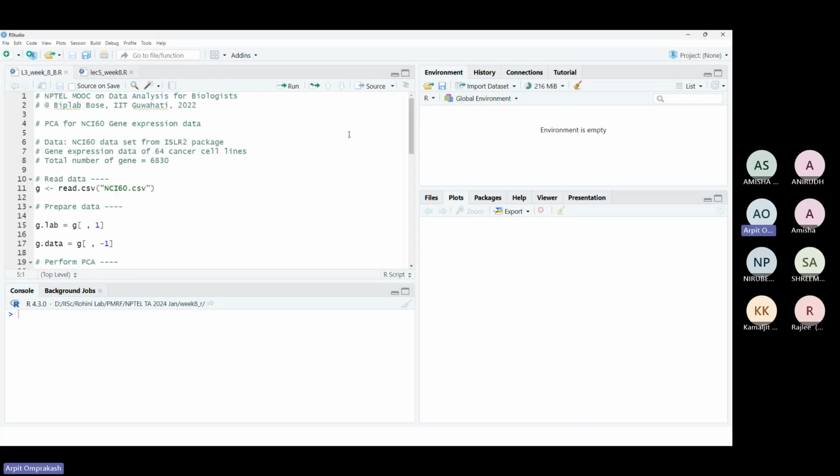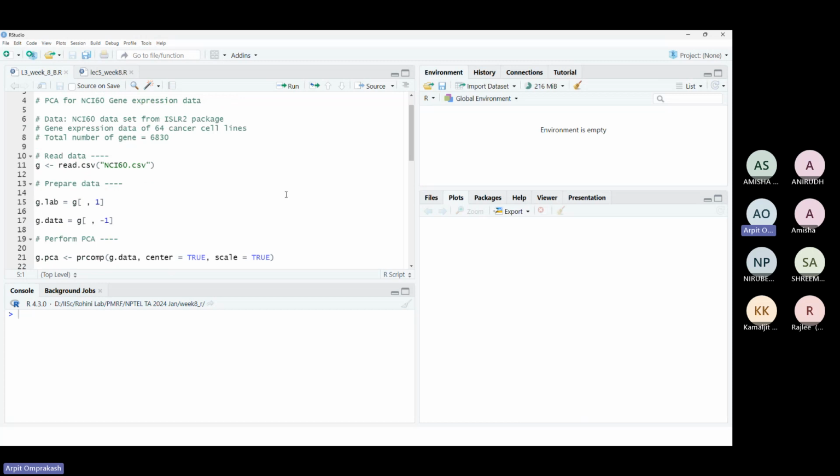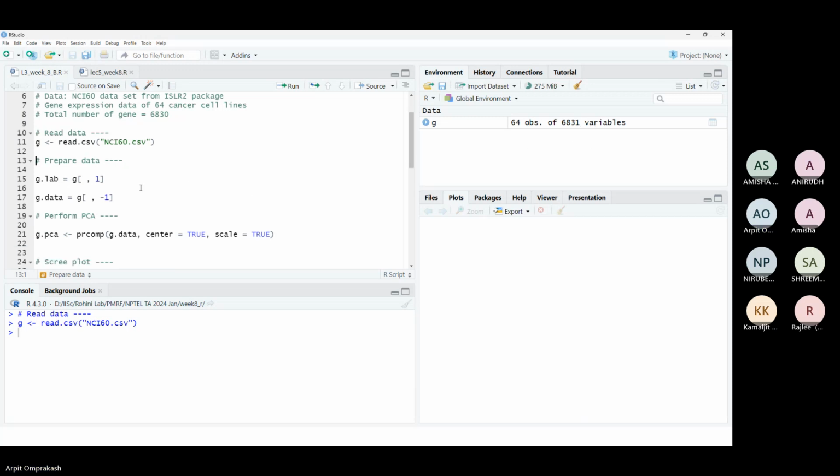Okay. So that was a sample PCA that was carried out for a very small data set. Now we'll do the same thing with a larger data set. So this is the NCI 60 data set from the ISLR2 package. We have used this before also in one of the classes. It contains gene expression data of 64 cancer cell lines across 6,830 genes. So basically we have 64 samples and 6,831 variables, which are genes.